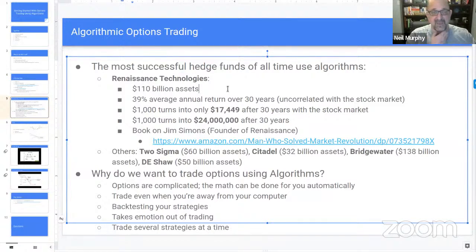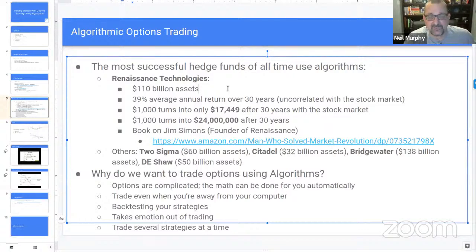To give you an example, if you look at the returns you could have made in the stock market in the last 30 years, if you had $1,000 at the beginning of it, you would have only achieved about $17,500 after 30 years. But at 39%, which incidentally is a ridiculous rate of return, your $1,000 would have turned into $24 million.